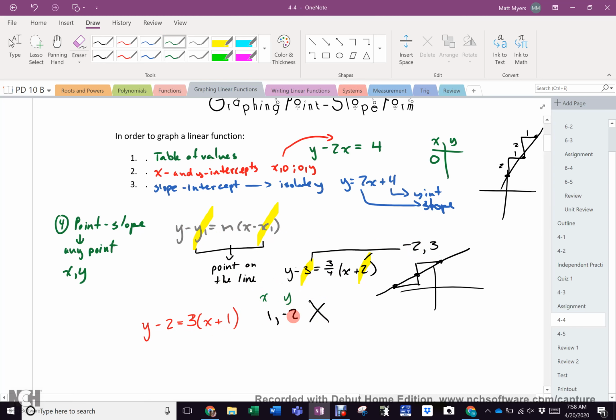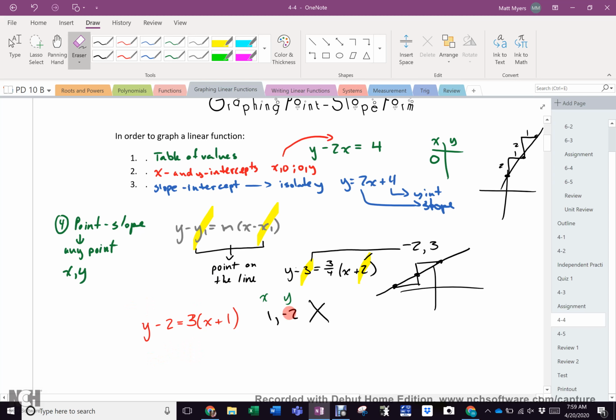That's an x, that's a y. If that's a y, what would I put there? -2, right? And if that was an x, I'd put a 1 there, right? What's -2 minus 2? Well, that's -4. What's 1 plus 1? That's 2. What's 3 times 2? 6. Is that true? No. That's why we have to use opposites.